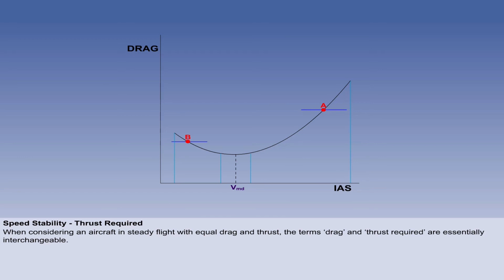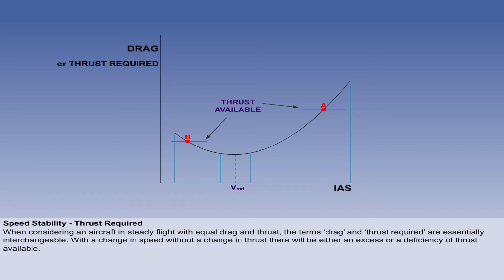Therefore, when an aircraft is in steady flight, it can be said that the terms drag and thrust required are essentially interchangeable, so that when considering a total drag curve, it could also be looked at as a thrust required curve. For an aircraft in steady flight, if there is a change in speed without a change in power or thrust, the thrust available, there will be either an excess or a deficiency of thrust available, depending on the trim speed. We shall consider an aircraft at two speeds, at points A and B.